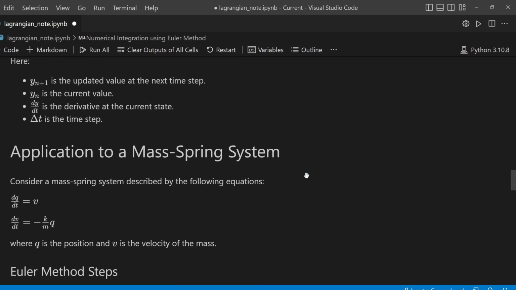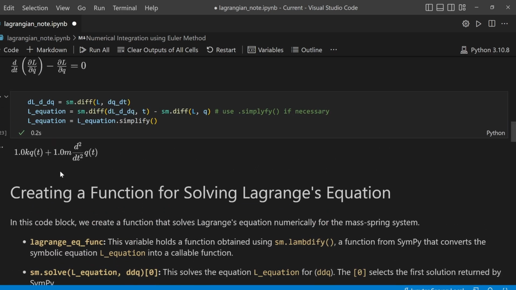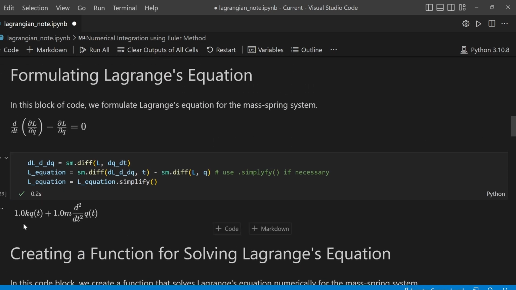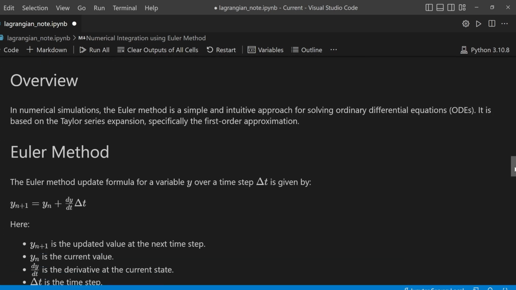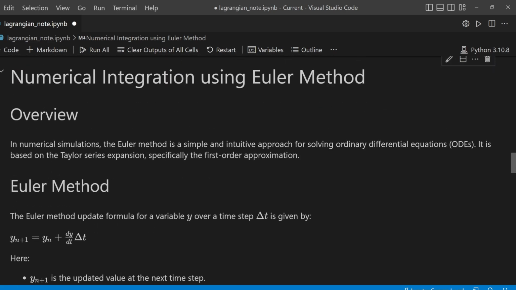Now, in the case of our mass spring system, we want to convert this equation right here into a system of ODEs. Okay? We can do this by saying that dq over dt is equal to the velocity, and then dv over dt, which is the same as the acceleration, is equal to minus k over m times q. So this is the same as this equation right here.